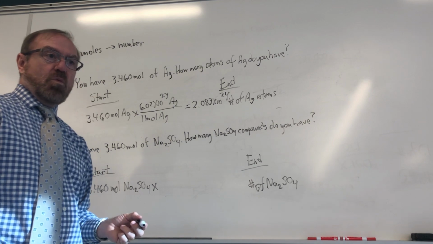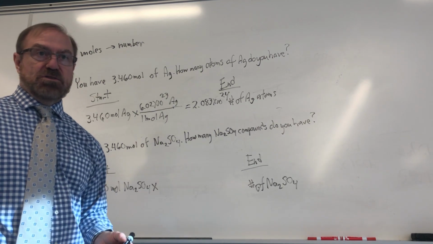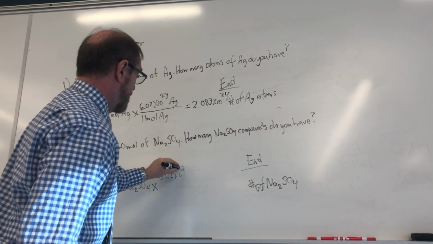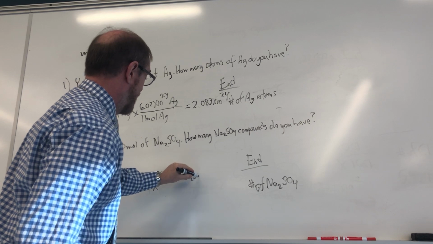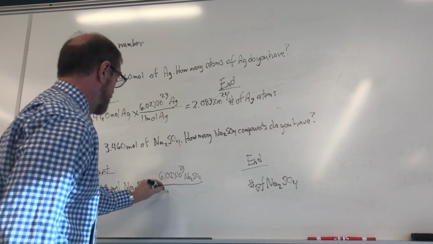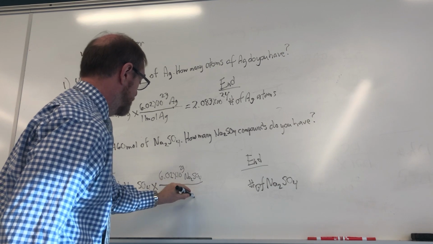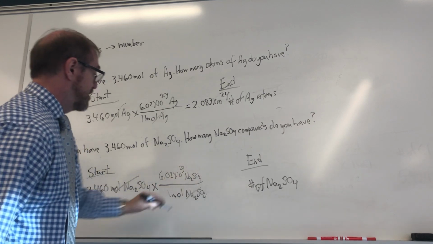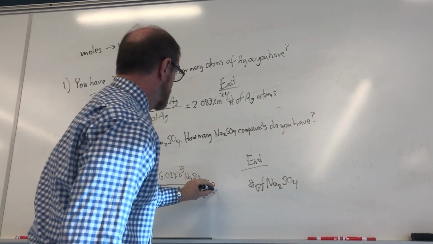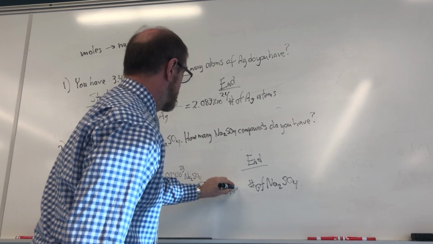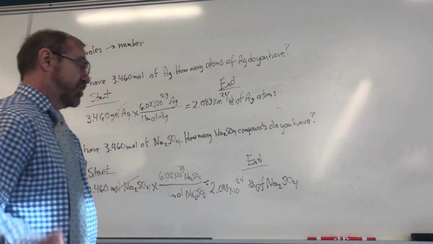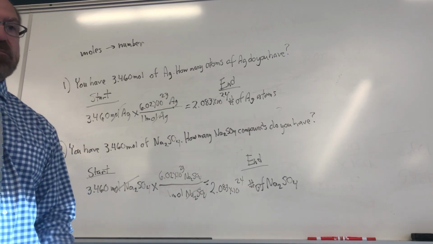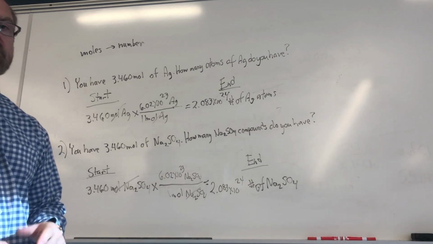Okay, let's see. Well, guess what? 1 mole of compounds is still 6.02 times 10 to the 23. So 6.02 times 10 to the 23 sodium sulfate compounds for every 1 mole of sodium sulfate. I mean, take a look. All of our units are canceling out in these equations. Hey, it's the same answer: 2.083 times 10 to the 24 sodium sulfate compounds. If you got the same number of moles of something, you got the same number of them. Doesn't matter whether it's atoms or compounds. There's no extra step for compounds.